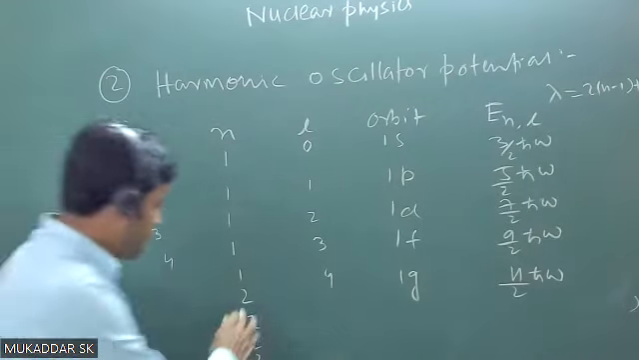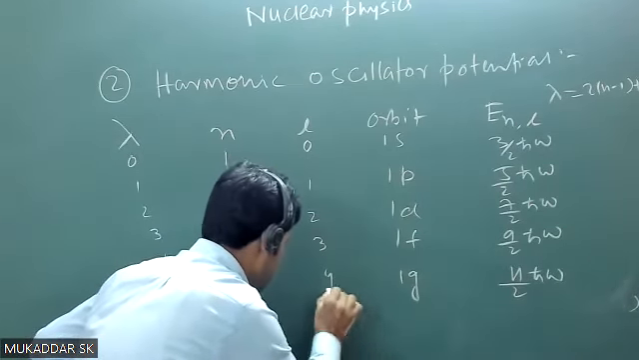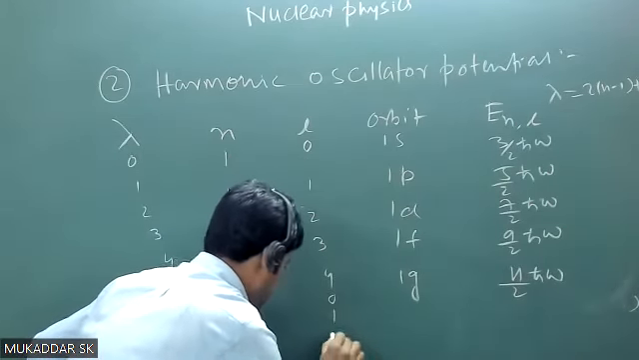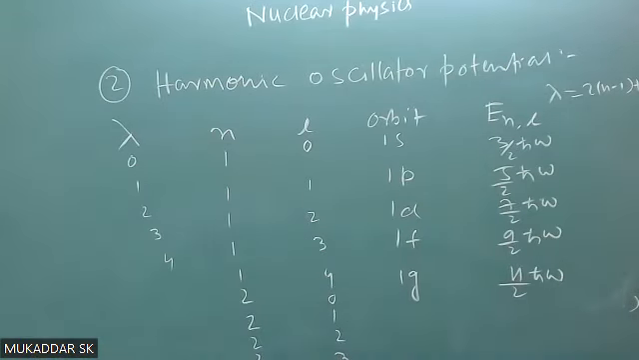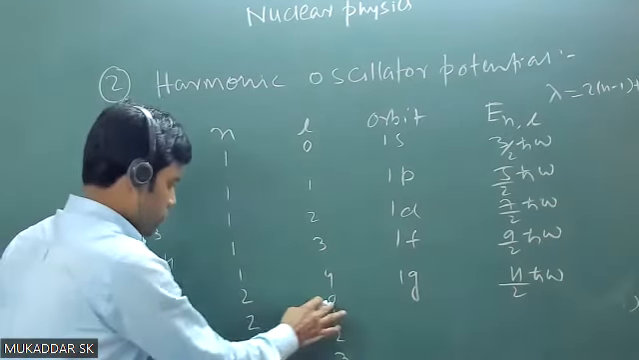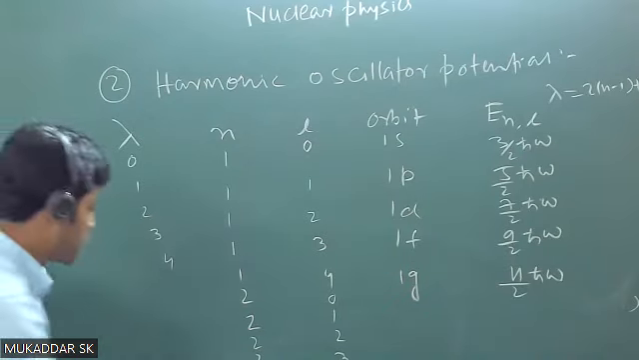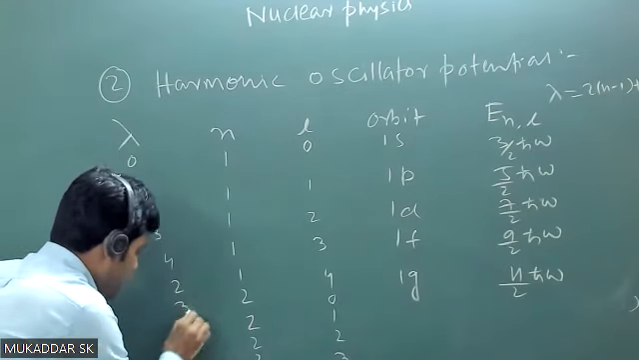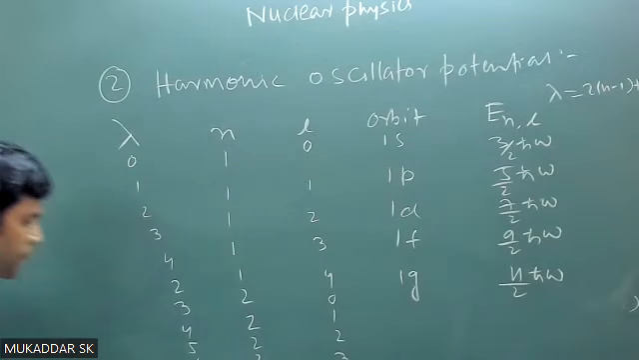And again, for this particular set of n, L can take values 0, 1, 2, 3, 4. Now can you tell me what will be lambda? You have a 2, 0. For that lambda will be how much? 4. First will be 2, then 3, then 4, then 5, then 6.